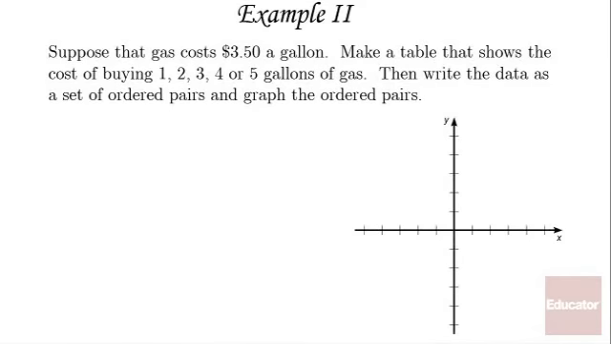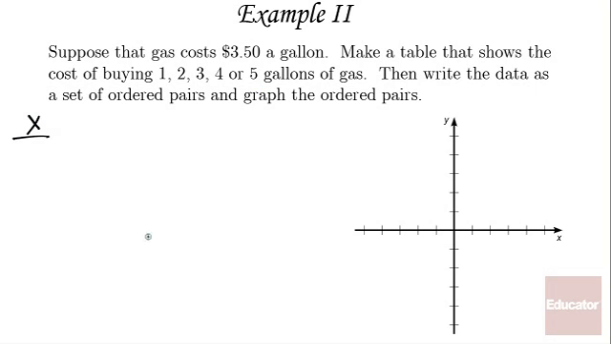Here's a different example. Suppose that gas costs $3.50 a gallon. Make a table that shows the cost of buying 1, 2, 3, 4, or 5 gallons of gas. Then write the data as a set of ordered pairs and graph the ordered pairs. We're being asked to do a bunch of things, so let's take them one at a time. First, we're asked to make a table that shows the cost of buying 1, 2, 3, 4, or 5 gallons of gas.